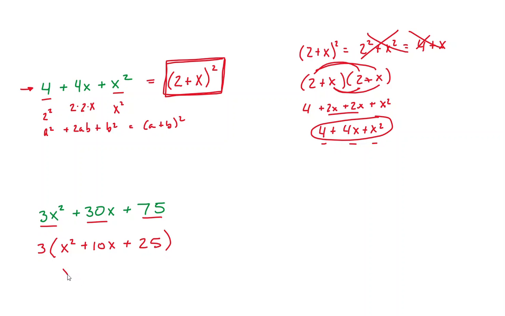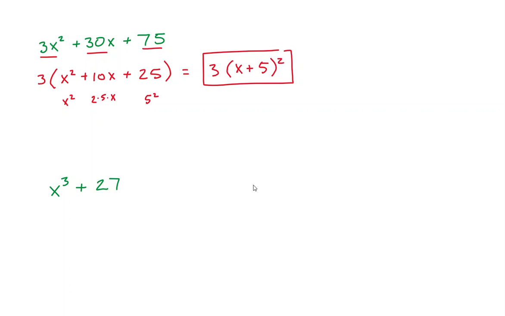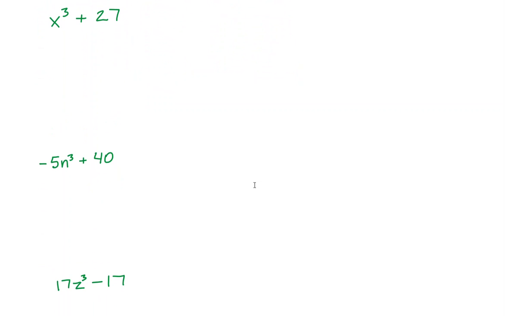And now we can see we have an x squared as the first term, and a 5 squared as the last term, and the middle term is 2 times 5 times x. So there's my pattern. And so this becomes 3 times (x plus 5) squared. And there we have it. Okay, so there's the square of a sum, square of a difference. I didn't actually give you any examples of that, but it's the same thing.